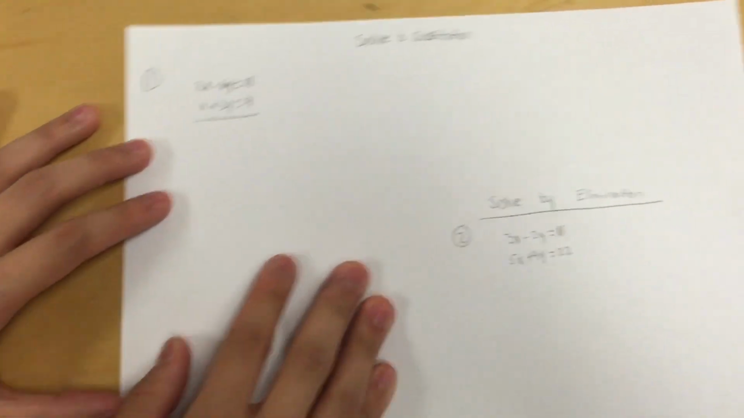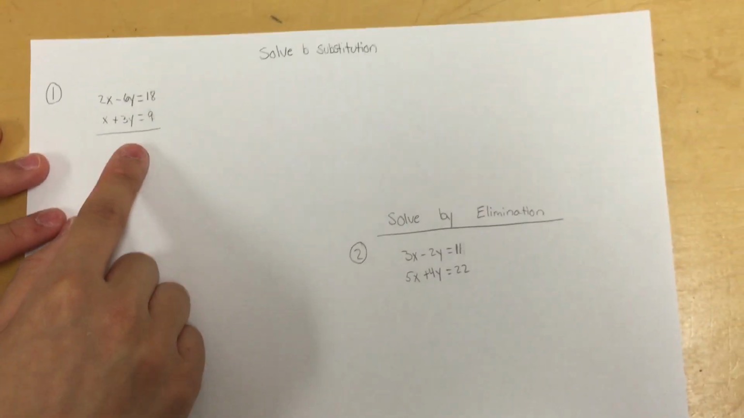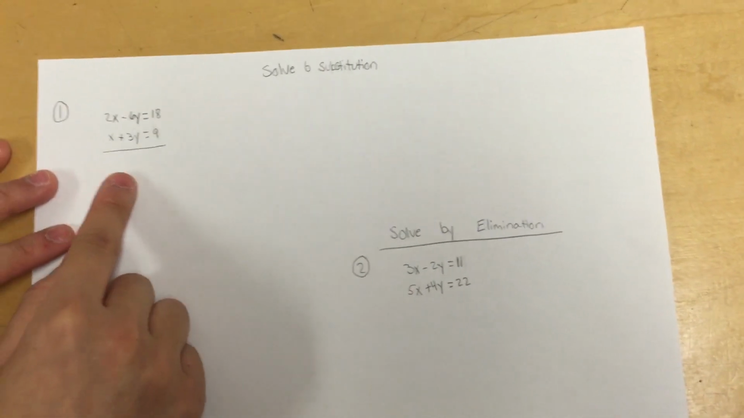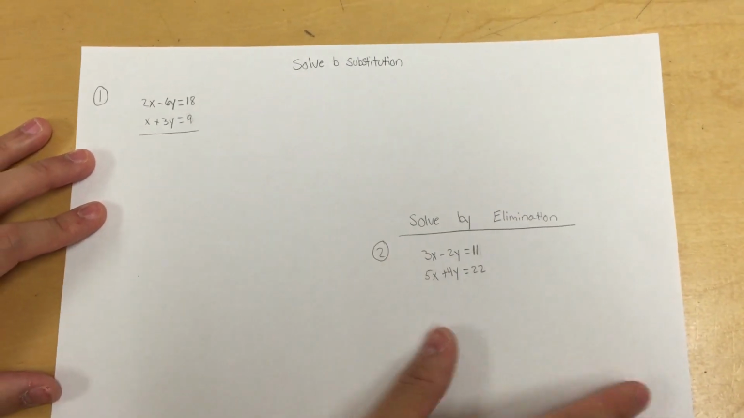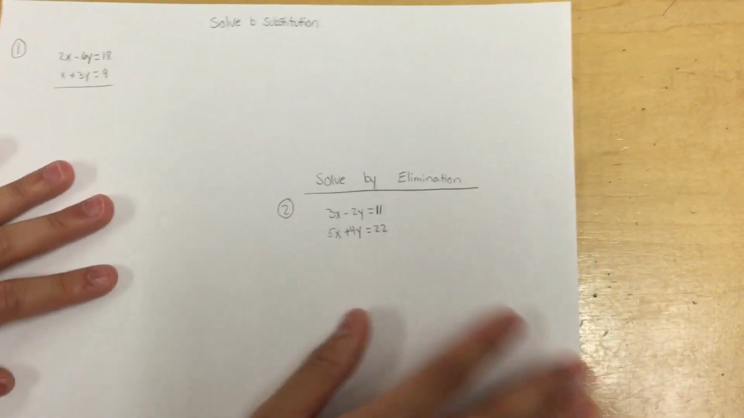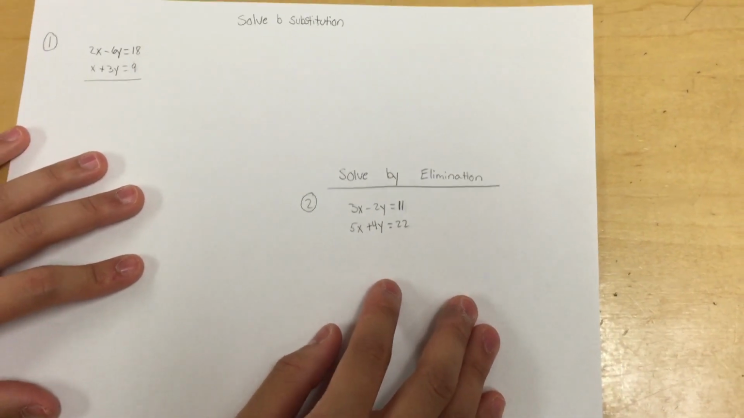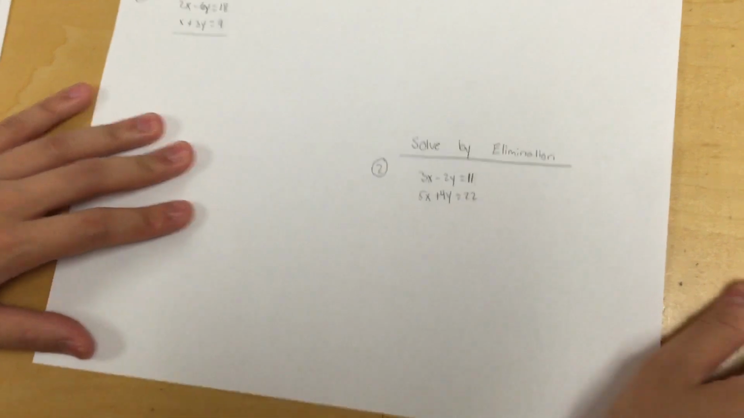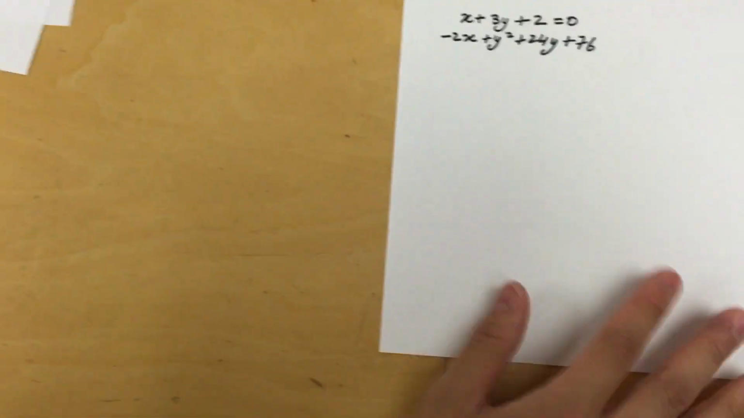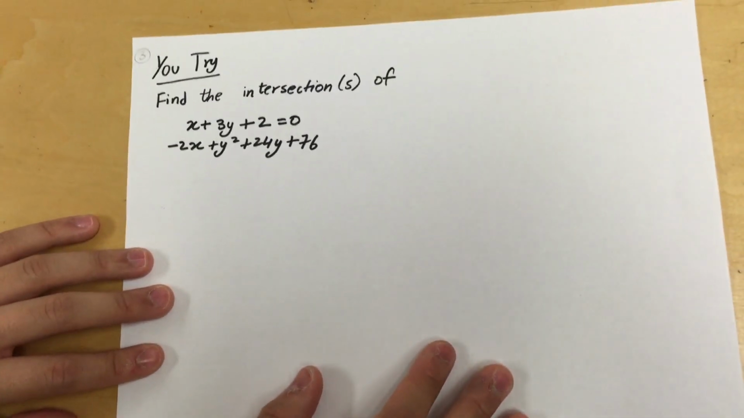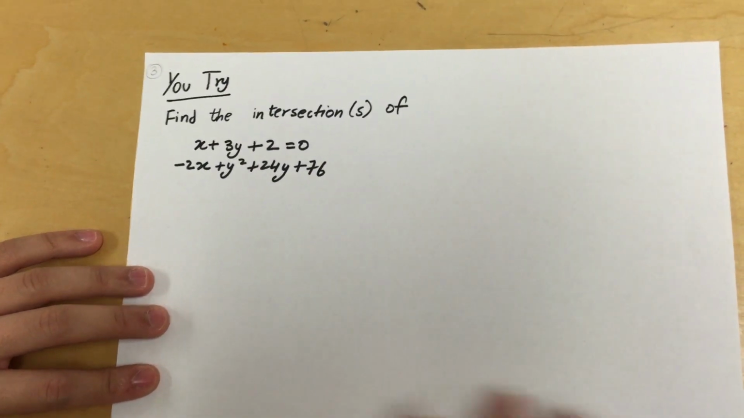Now here are some practice problems. 2x minus 6y equals 18, and x plus 3y equals 9. Solve this by substitution. 3x minus 2y equals 11, 5x plus 4y equals 22. Solve this by elimination. Now you're given two parabolas. Find the intersection between these parabolas.